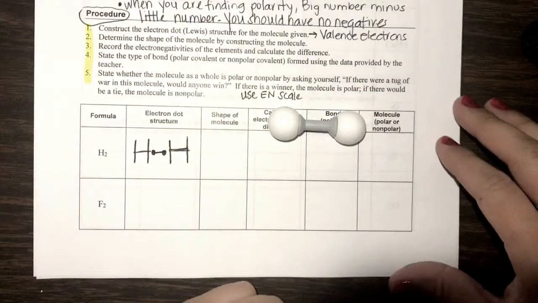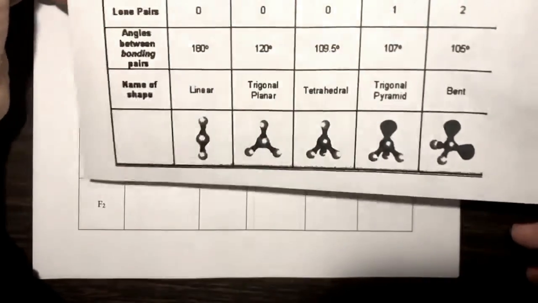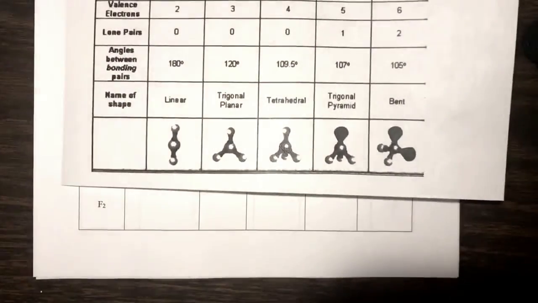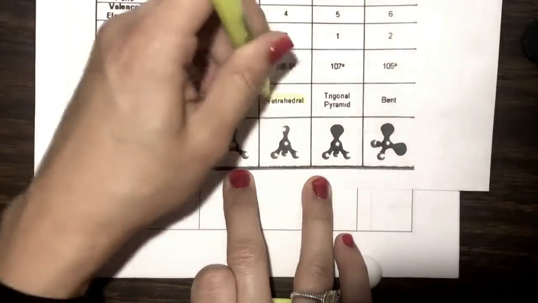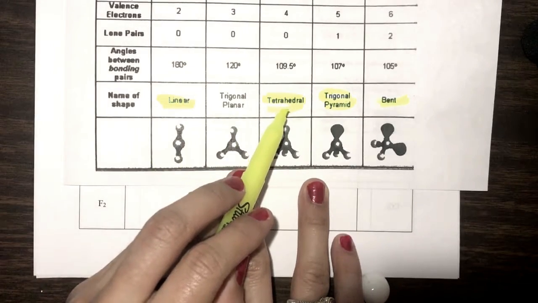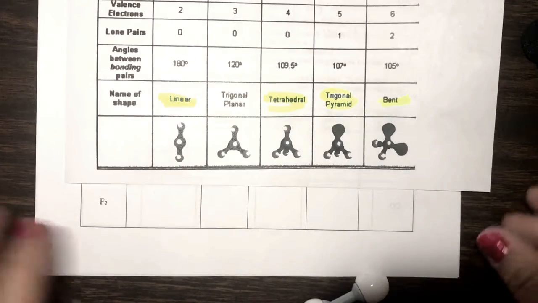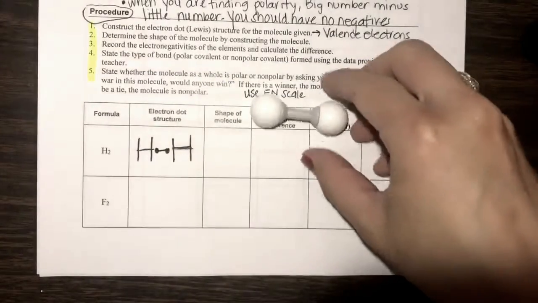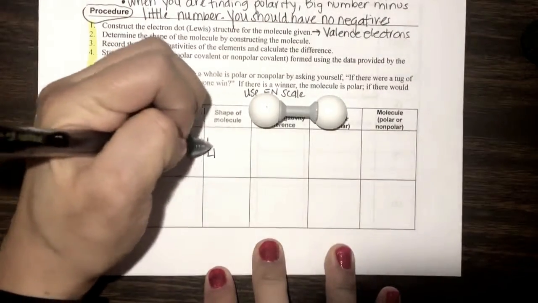And that's my shape. If you forgot what shapes are, you need a little refresher, you can grab your paper, the one that's on every desk, and these are the shapes. The ones that we've covered so far are linear, tetrahedral, trigonal pyramid, and bent. So you can always refer back to the sheet. Looking at this molecule, what would we say the shape is? Linear, good job.